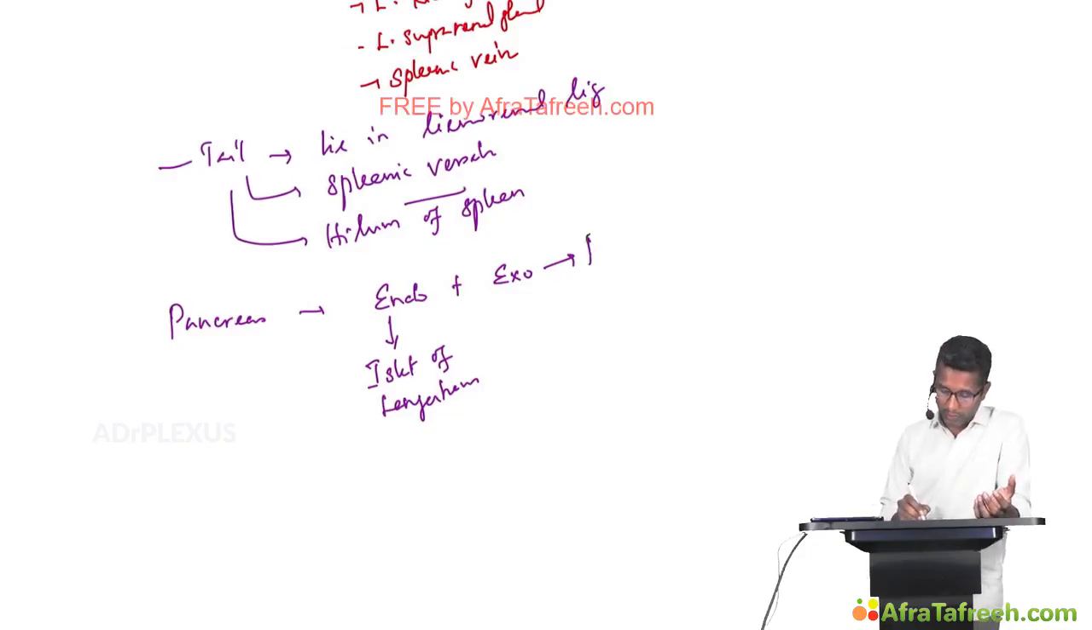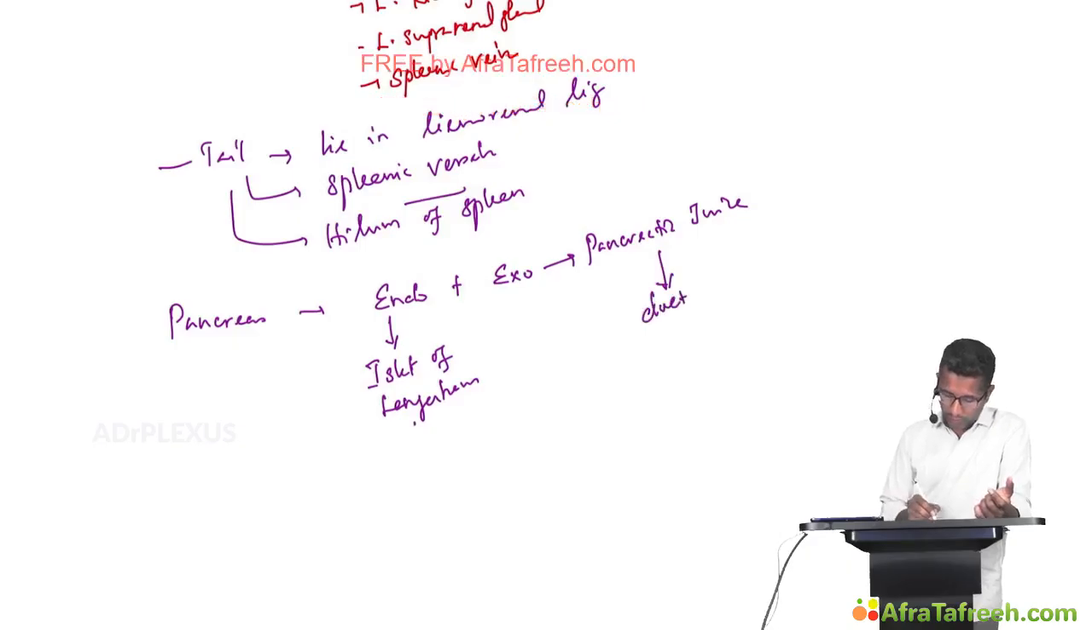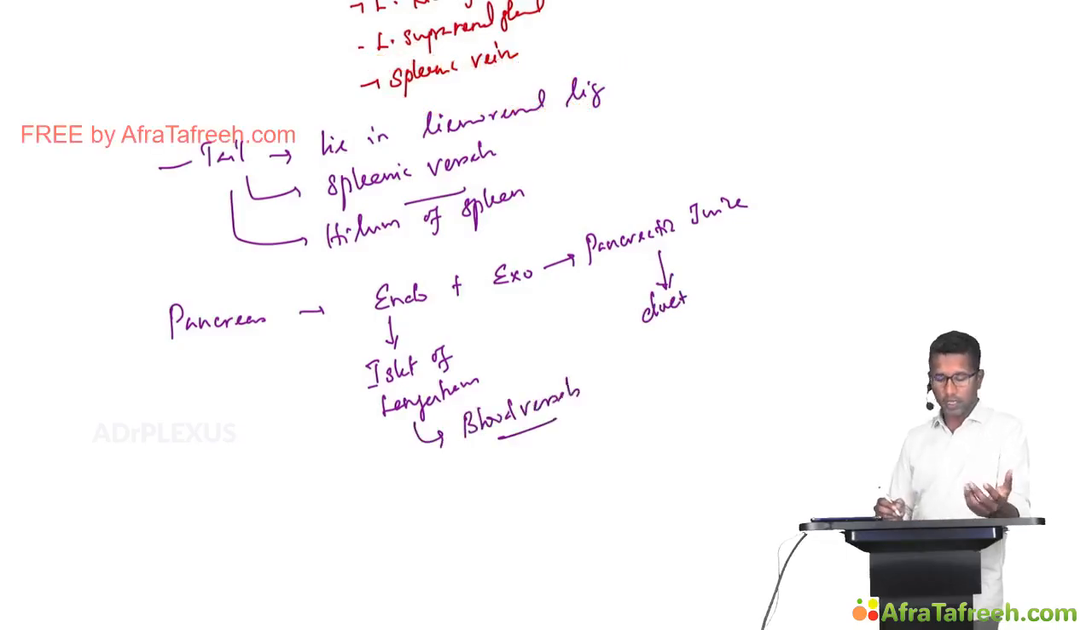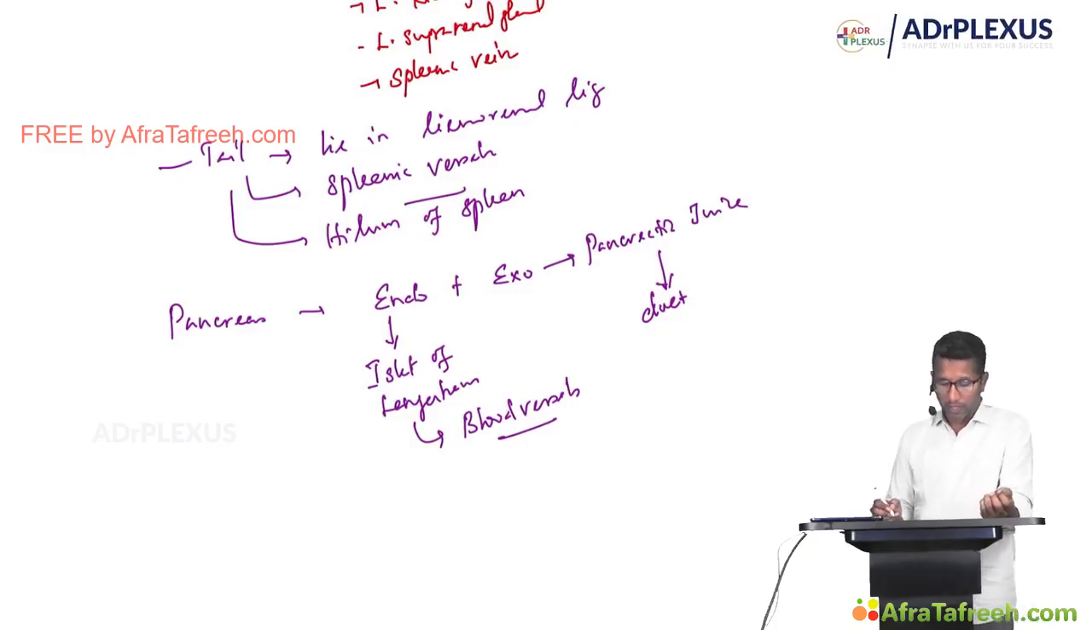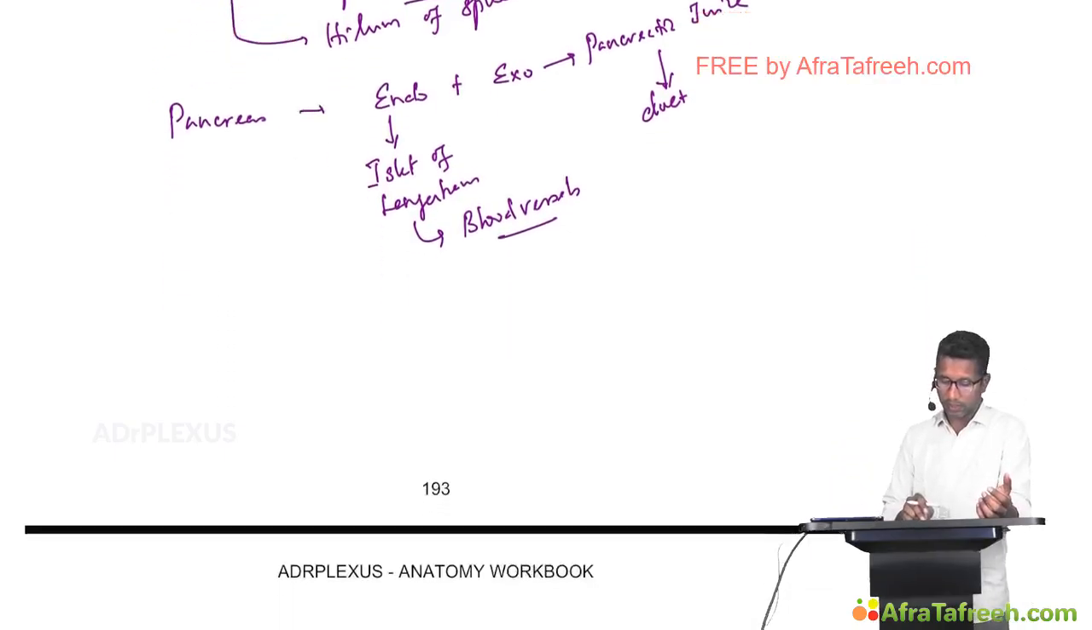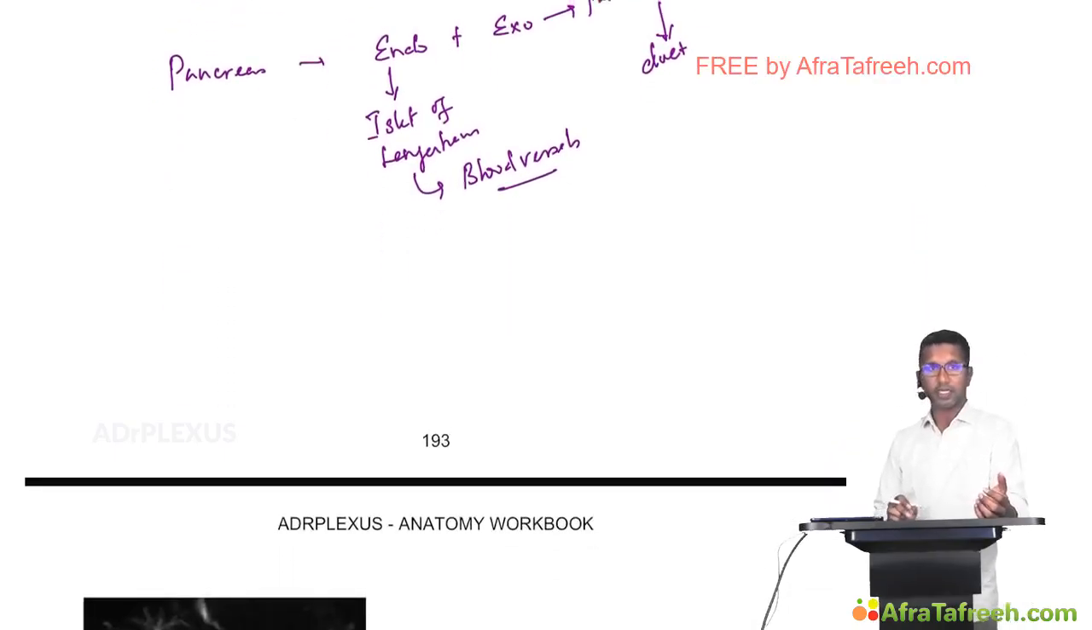The exocrine part secretes the pancreatic juice into the duct system, whereas the endocrine part secretes its secretions into the blood vessels. I think somatostatin is one more hormone secreted by the islets of Langerhans. I'm not going into the physiology of the pancreas. We'll just restrict ourselves to the duct system of the pancreas.